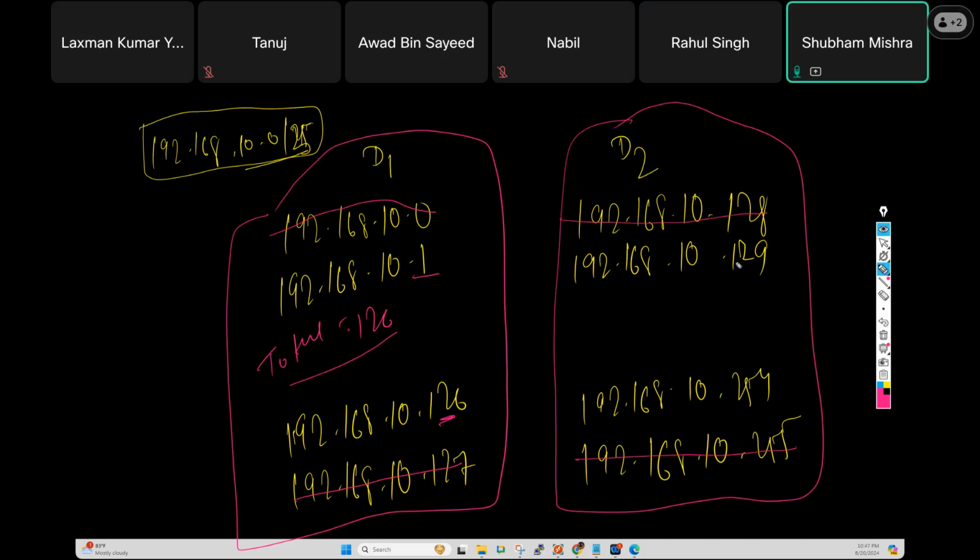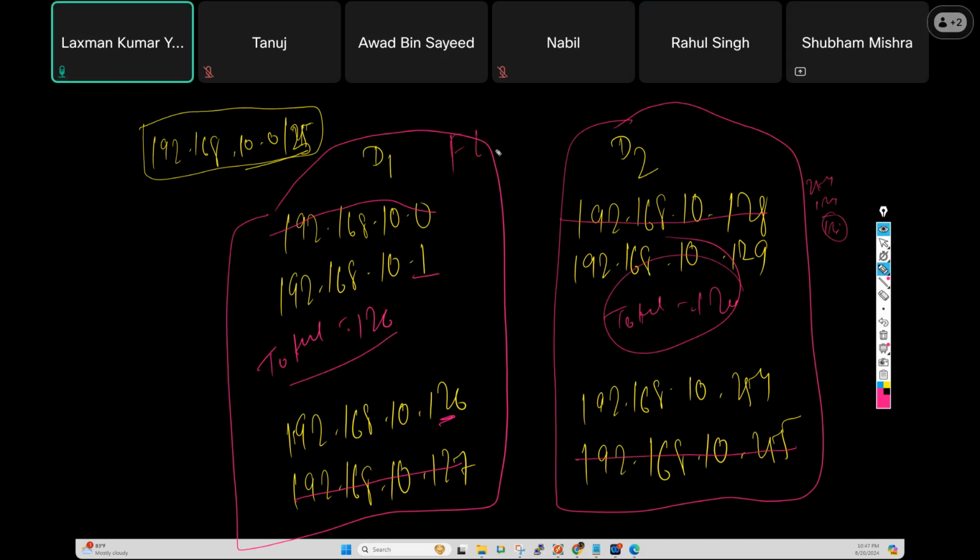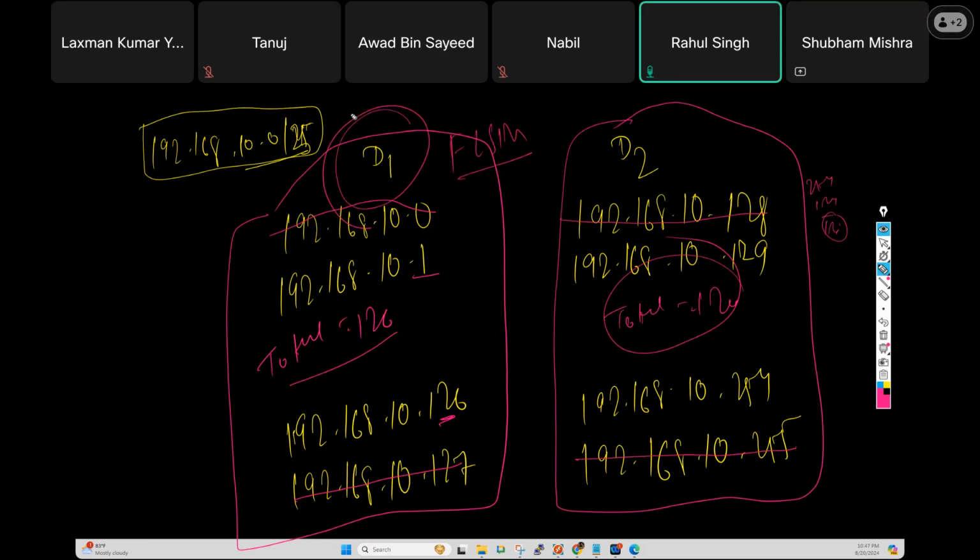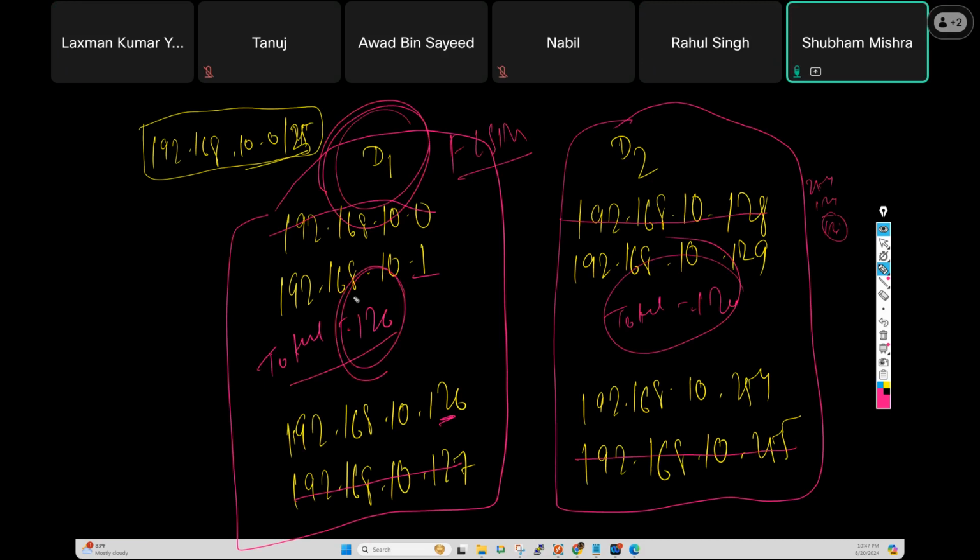It means we can assign from 129 to 254. If you subtract 254 minus 129, you get 126. So the total will be 126. So is this called VLSM or FLSM? This is called FLSM. Why? Because in department number 1, we have a fixed IP address, and in department number 2 we also have a fixed IP address. Are you getting my point, everyone?